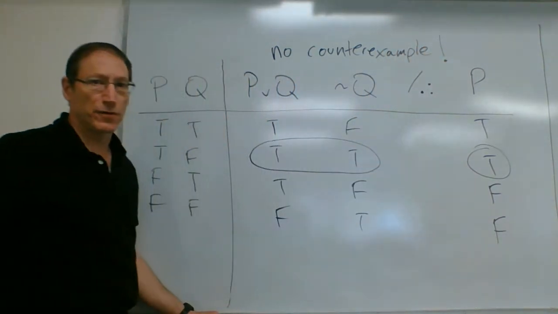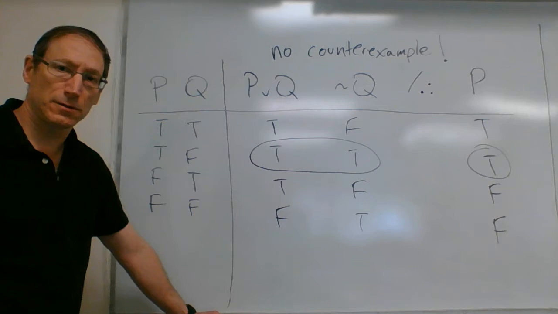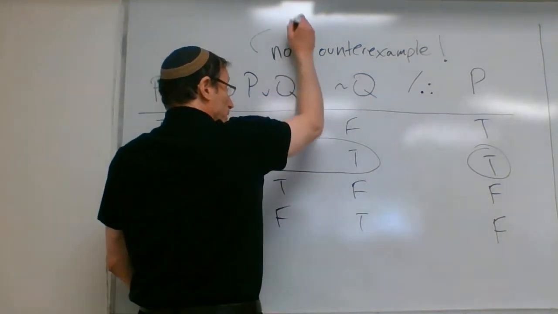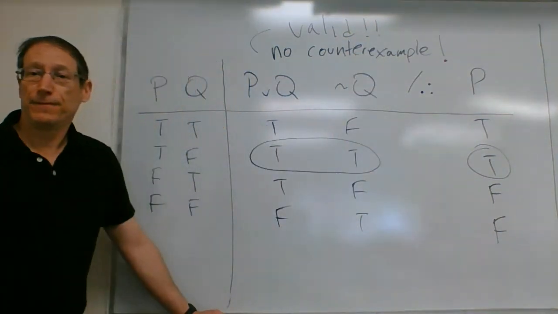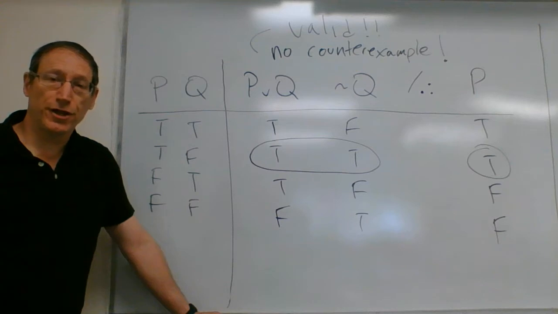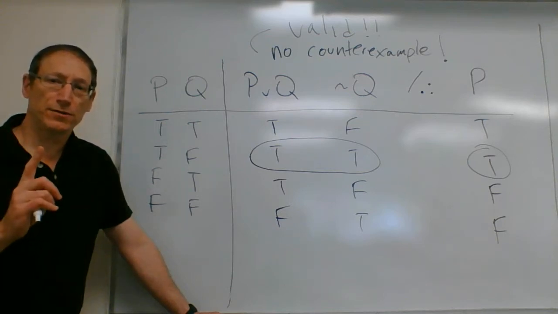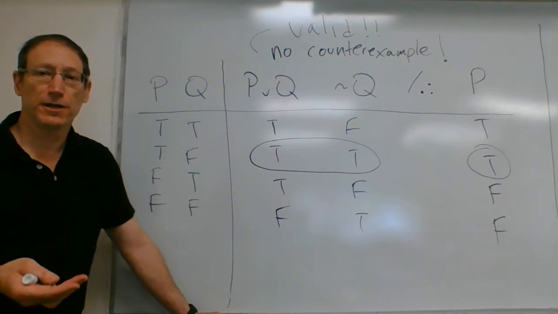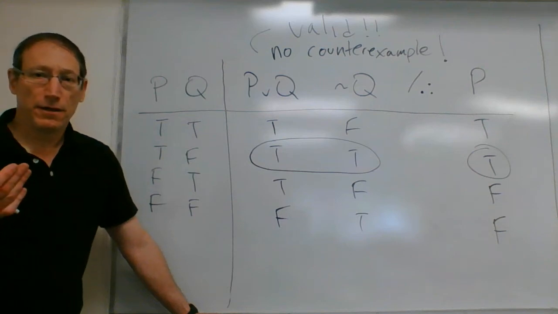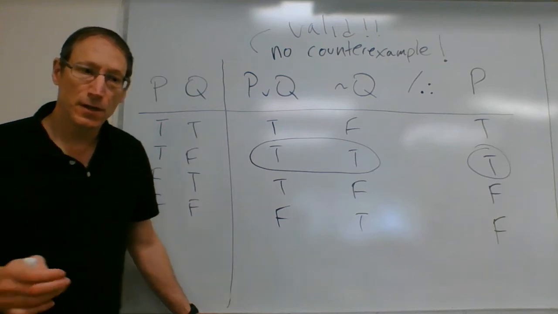There's no counterexample. There's no row on the truth table where all the premises come out true and the conclusion comes out false. And that means, therefore, the argument is valid. That's the basis of this whole thing. Truth table for the whole argument on one row. Look for a counterexample. If there's one counterexample, the argument's invalid. If there's no counterexample, the argument is valid. The rest of it is basically doing this with more complicated formulas.